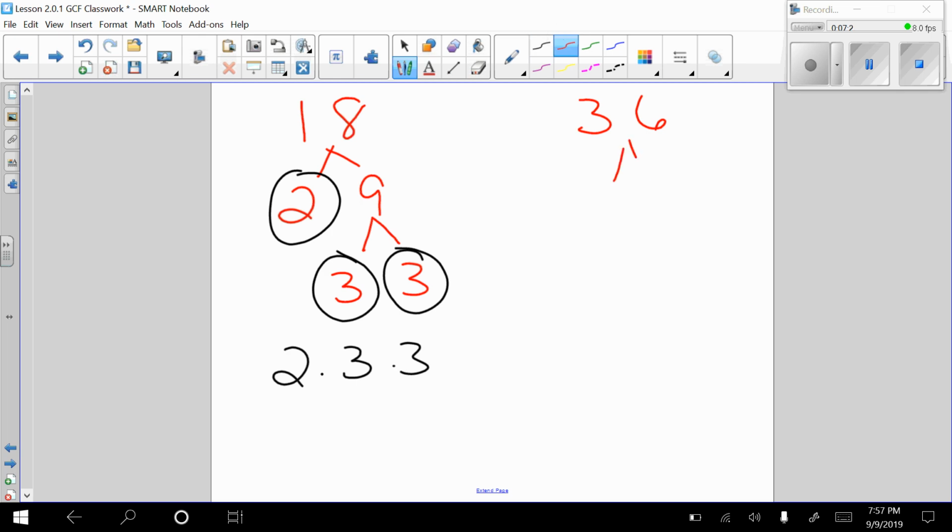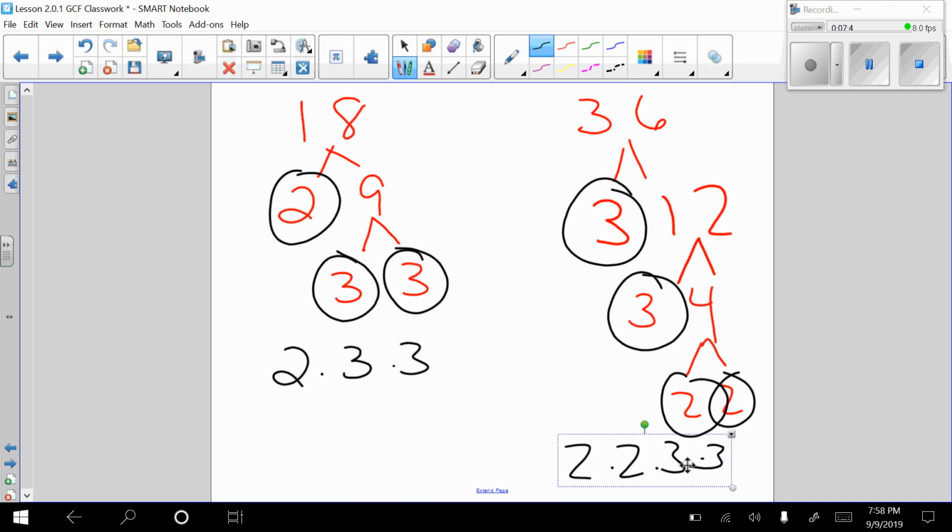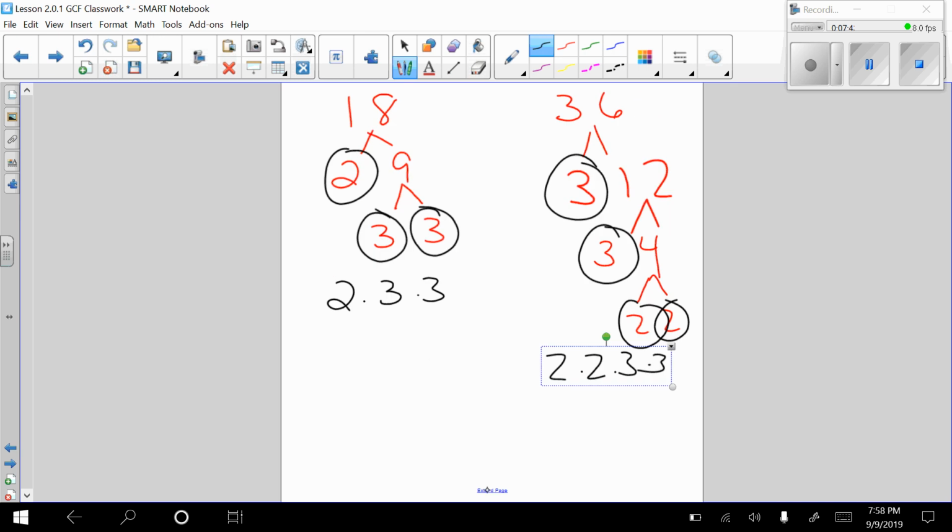36 breaks down into 3 times 12. 12 breaks down into 3 times 4. And 4 breaks down into 2 times 2. Again, circling all my prime numbers. And I see that I have 2 times 2 times 3 times 3. If I would put that in my calculator, I'm sure that would equal 36.